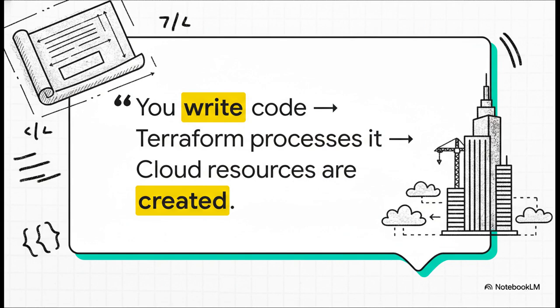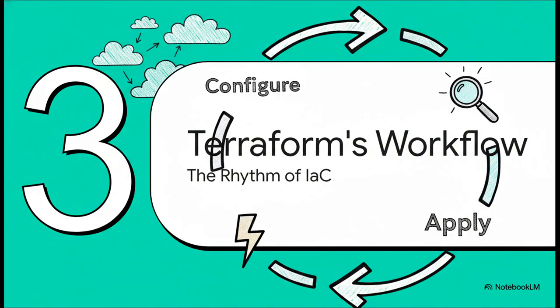The best way to think about it is like this. Your Terraform code is the detailed architectural blueprint for a skyscraper. Terraform is the automated construction crew. It reads that blueprint and builds the skyscraper perfectly, exactly to spec, every single time. You write the plan, Terraform builds the reality. Simple as that.